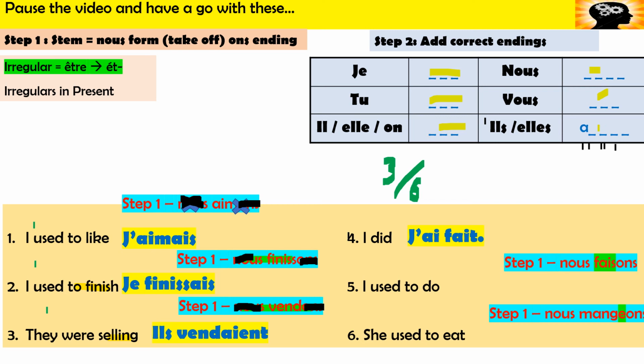Alors, numéro 5. Compare that to this, I used to do, where we take the nous form. Nous faisons. Get rid of the nous. Get rid of the ons. And that's our stem, F-A-I-S. And then it's I used to do. So je fais. And our ending for I is A-I-S. Je faisais.